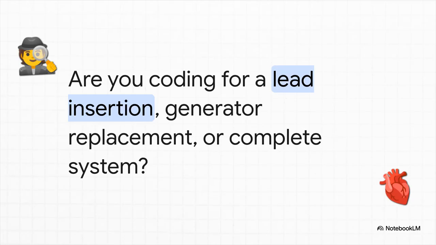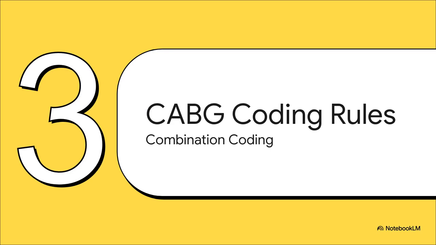Now, listen closely, because the CPC exam will absolutely try to trick you here. You have to read the operative note like a detective. Ask yourself, are you coding for a complete system insertion, or did the surgeon only replace the generator? Or wait, maybe they just repositioned a single lead. Device work has multiple moving parts, so you can never, ever guess based on just a partial description. Code exactly what was inserted, replaced, or removed. Nothing more, nothing less. All right, Section 3, CABG combination coding rules.